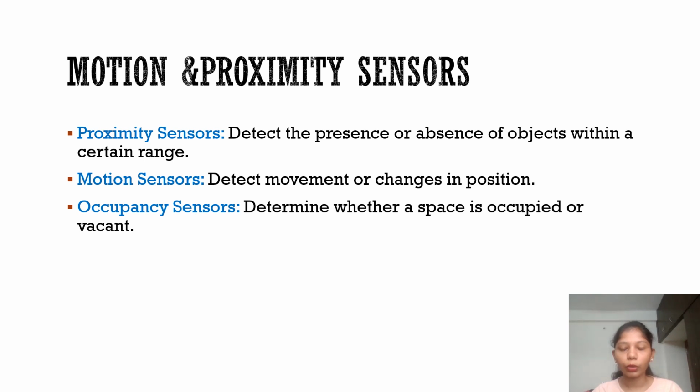The next one is motion and proximity sensors. Proximity sensors detect the presence of objects within a certain distance, like a certain number of meters, like Wi-Fi. Motion sensors detect movement and changes in the position of an object. And occupancy sensors determine whether a space is occupied or vacant.